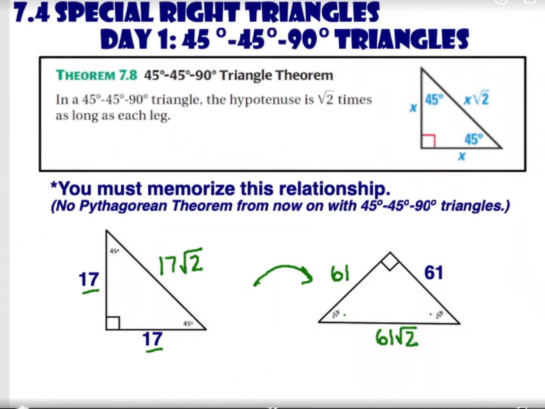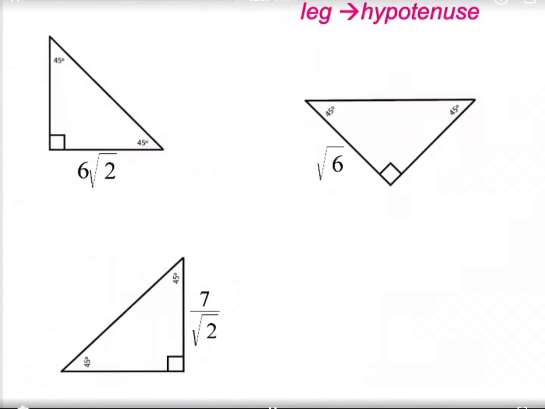And maybe that seems pretty simple to you. The only thing that complicates it a little more is when I start putting weird numbers on the legs. But it's not too bad because let's look at this first example. On a 45, 45, 90, I always know that those 2 legs are congruent. So if this guy's going to be 6 square root of 2, this is going to be 6 square root of 2. No problem. Now that's a little weird because there's already a square root of 2 on there.